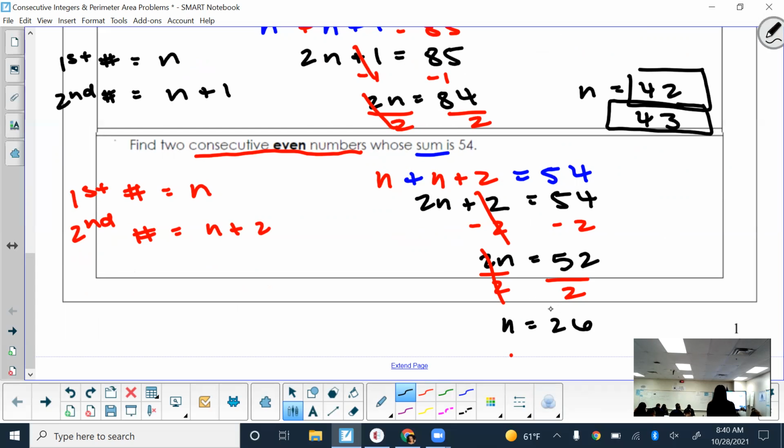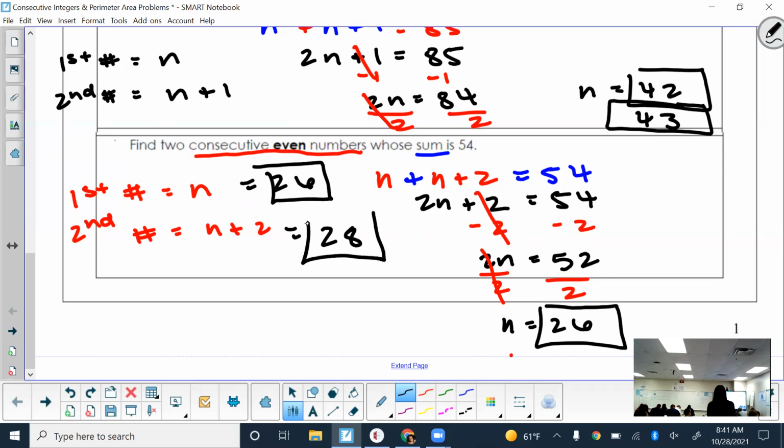Good. Does that answer my whole question by saying 26? No. What's my second number? 28. So n is 26. N plus 2 is 28. How can I check it? First, check that they're even numbers, which they are. And then when I add them together, do they equal 54? Yes, so we're finished. All right, try the one on the back side.